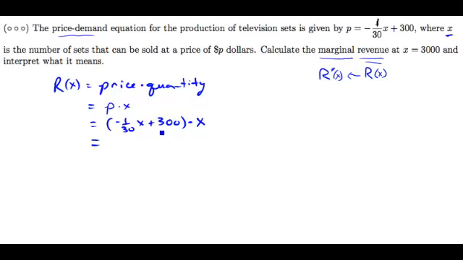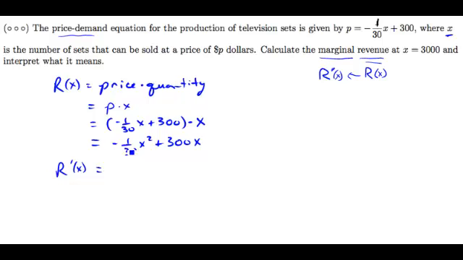Now, I'm going to multiply this out because the next step is going to be to find the derivative of this, to find the marginal revenue. If this is multiplied out, it's a little quicker. I could do a product rule up here, but it's a little quicker to have it in this standard polynomial form. So next up is the derivative of the revenue to find the marginal revenue.